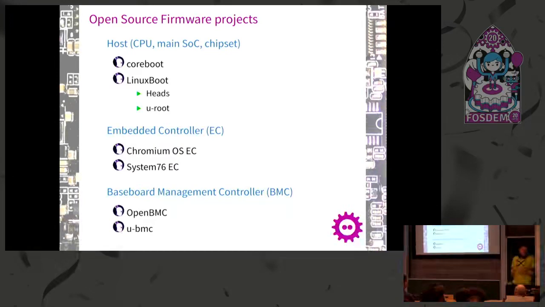Okay. There is the u-root project, also very similar. It has its own tool, right? So it's similar in the approach. Then we have open source firmware for embedded controllers from Google for all the Chromebooks, and the same thing is currently being done at System76. There are repositories online. You can find them on GitHub. Parts are on gitlab.com.